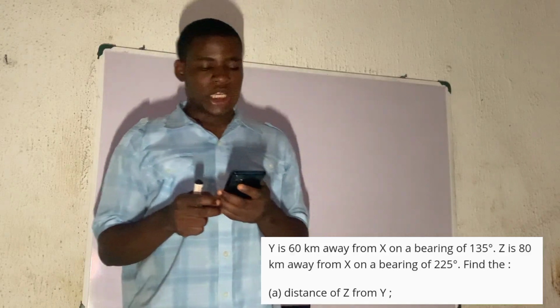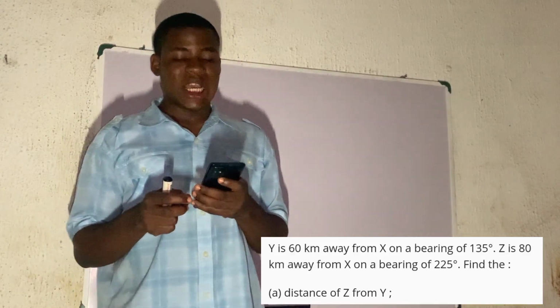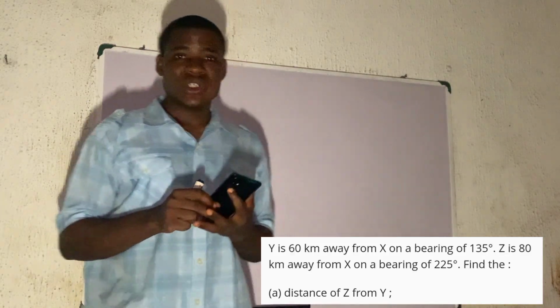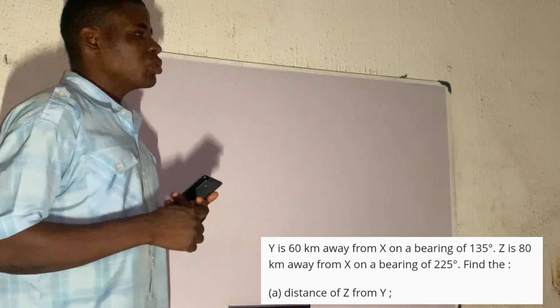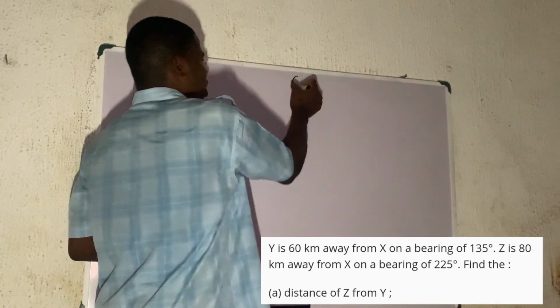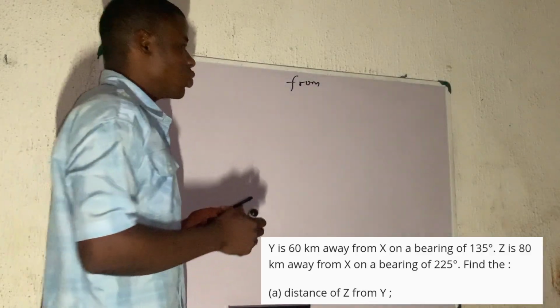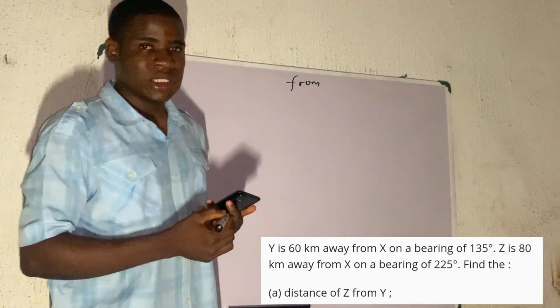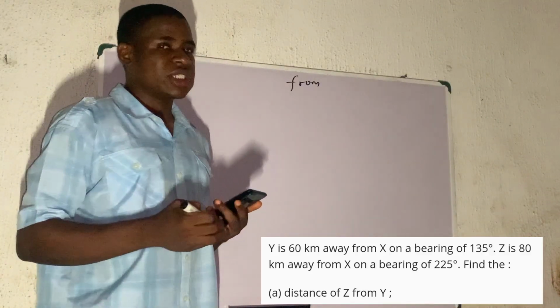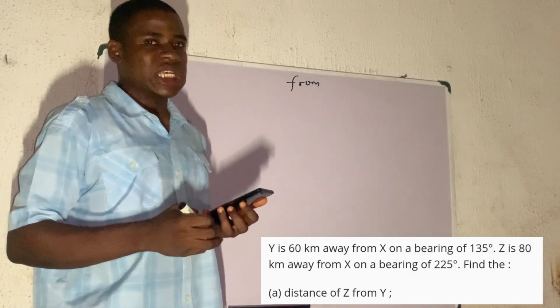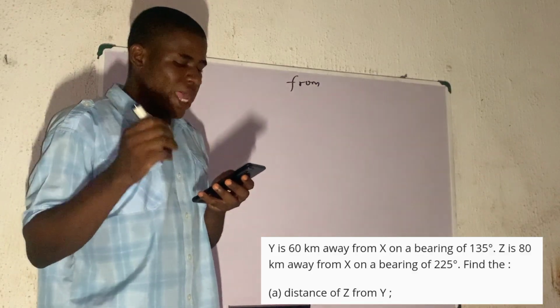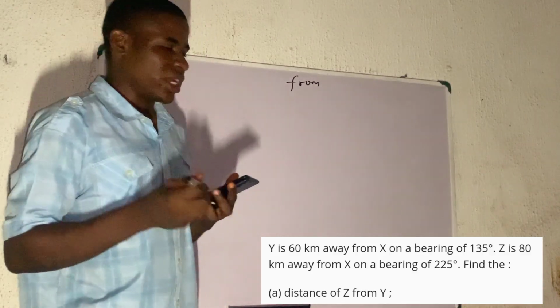The question we have on our screen today says, Y is 60 kilometers away from X. Now, the question is coming from bearing, and I would like you to remember that the word we respect in bearing is "from", the same way we respect the word "only" in sets. So if you come to bearing, wherever you see "from", take cognizance of it. So I have Y is 60 kilometers away from X.